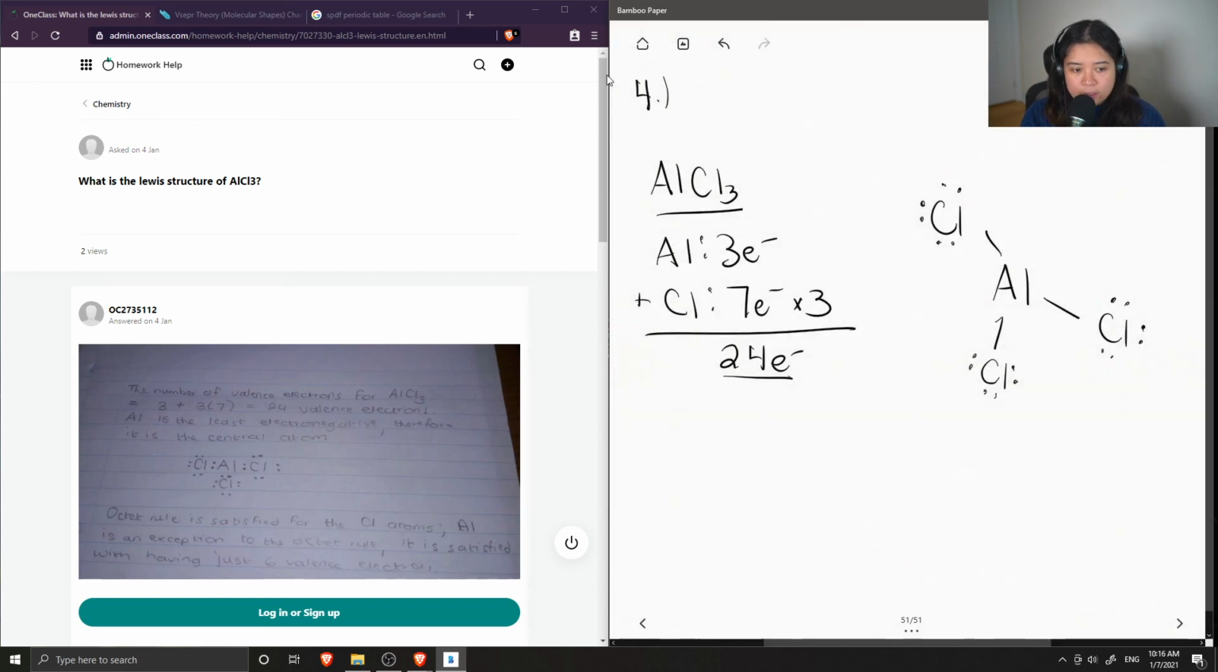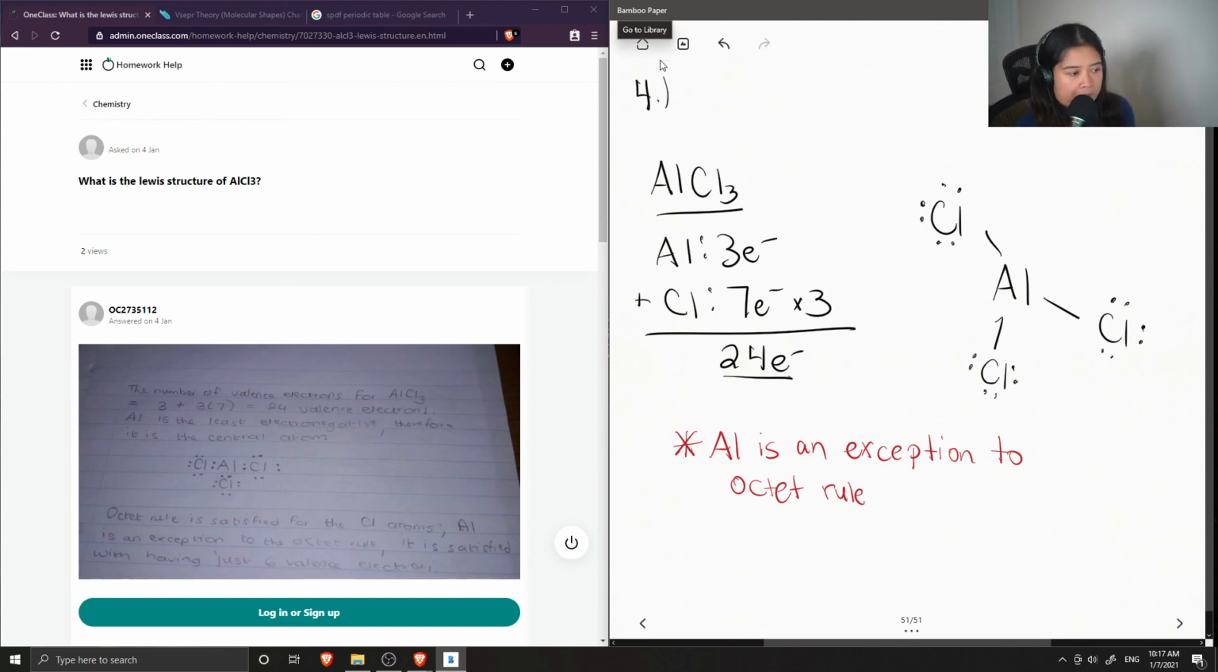So notice that aluminum doesn't have a full octet, but in this case, this is okay since aluminum is one of the exceptions to the octet rule. So it's one of those elements that is satisfied with only having 6 bonding electrons. So this is our Lewis structure.